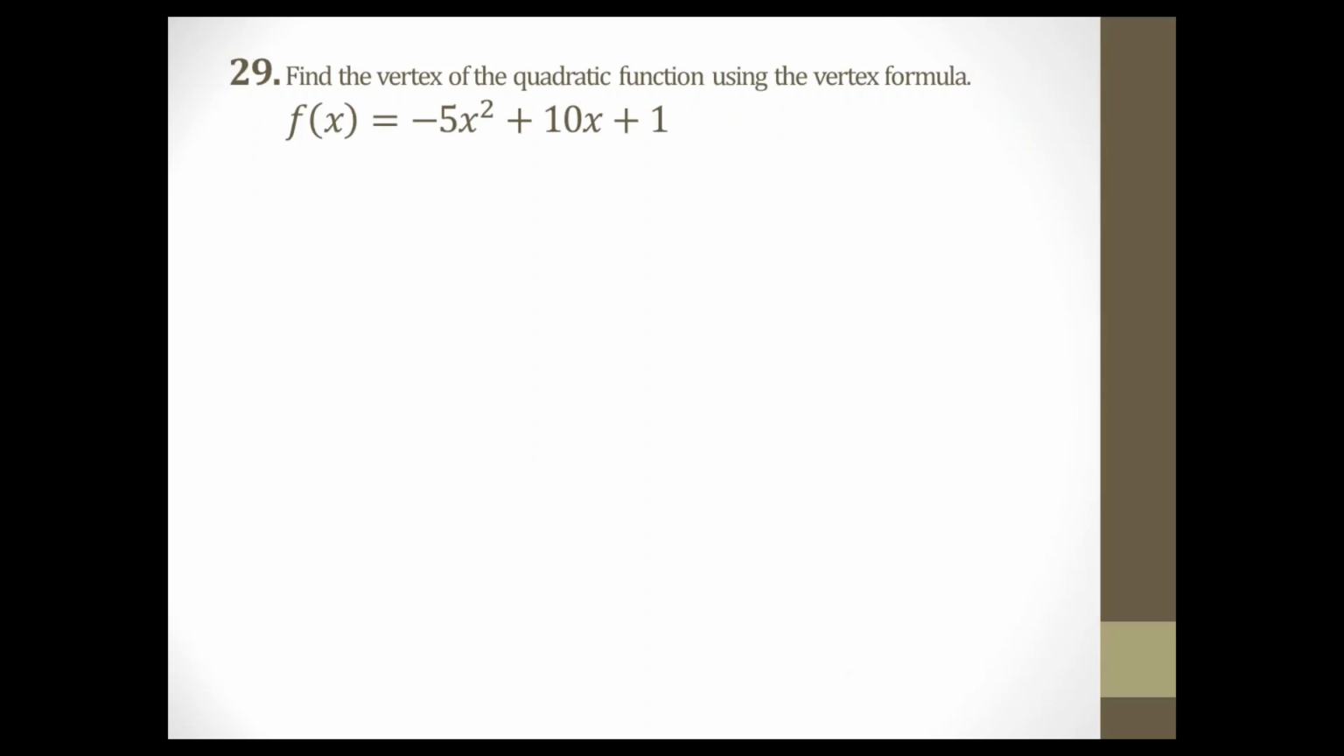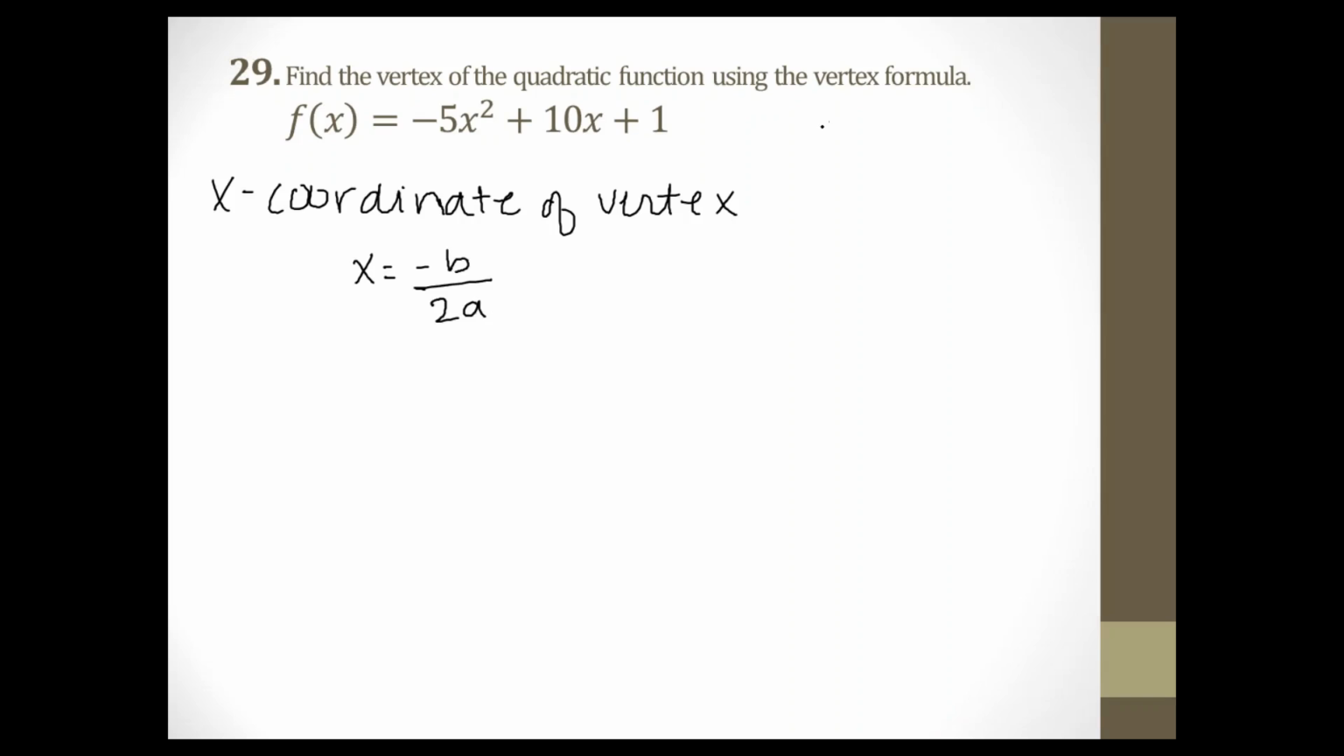Find the vertex of the quadratic function using the vertex formula. So to find the vertex of a quadratic function, we need to start by finding the x-coordinate of the vertex. To get the x-coordinate of the vertex, that's going to be x equals negative b over 2a.